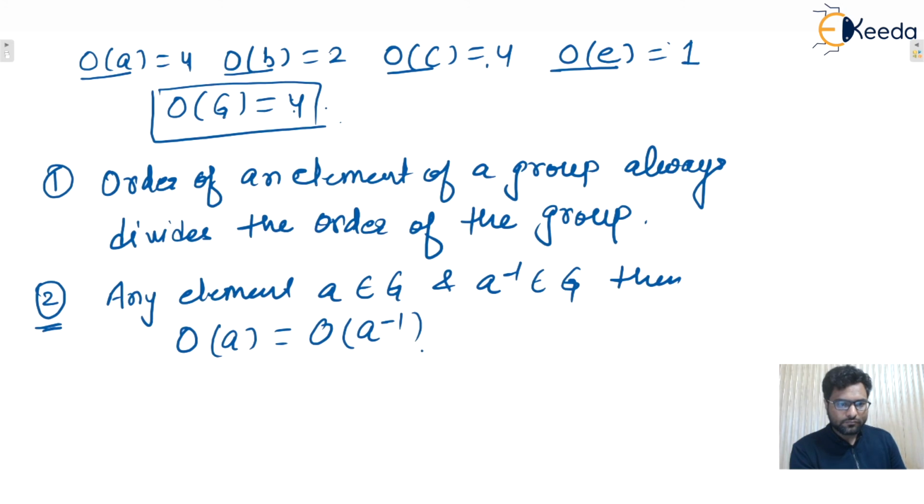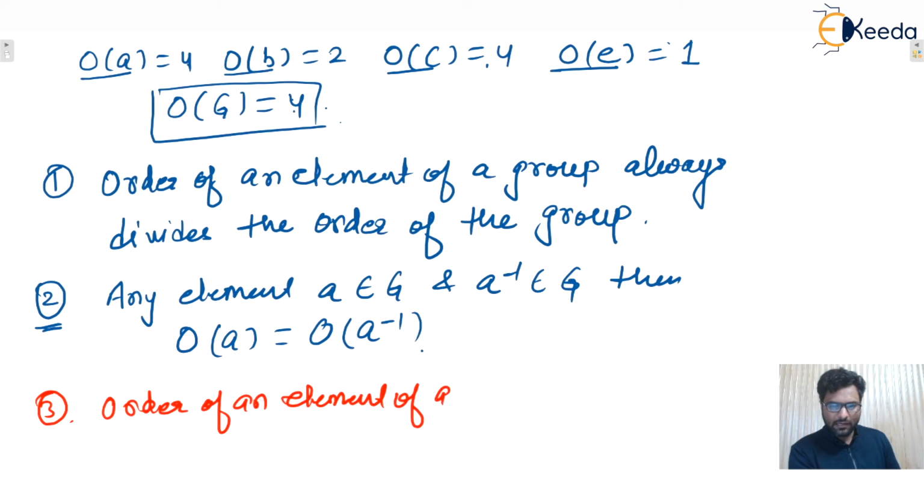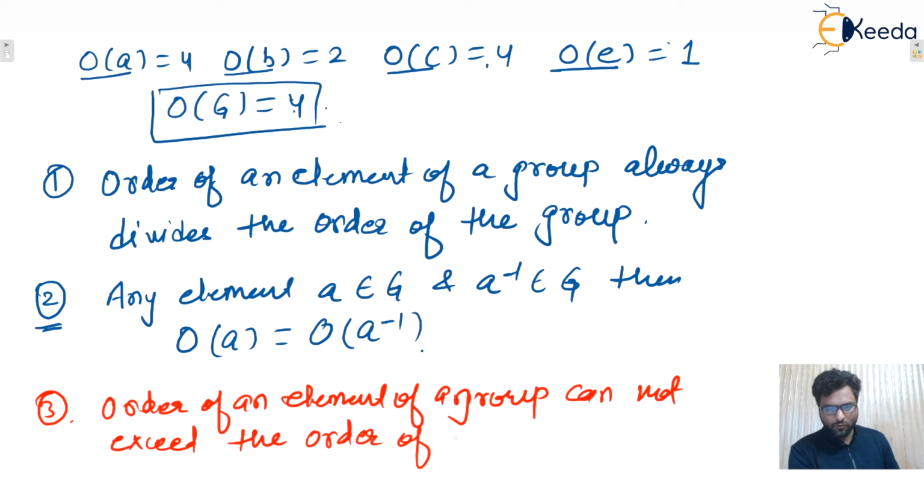So write down the third property: the order of an element of a group cannot exceed the order of the group. I hope this one is clear to everyone, isn't it?